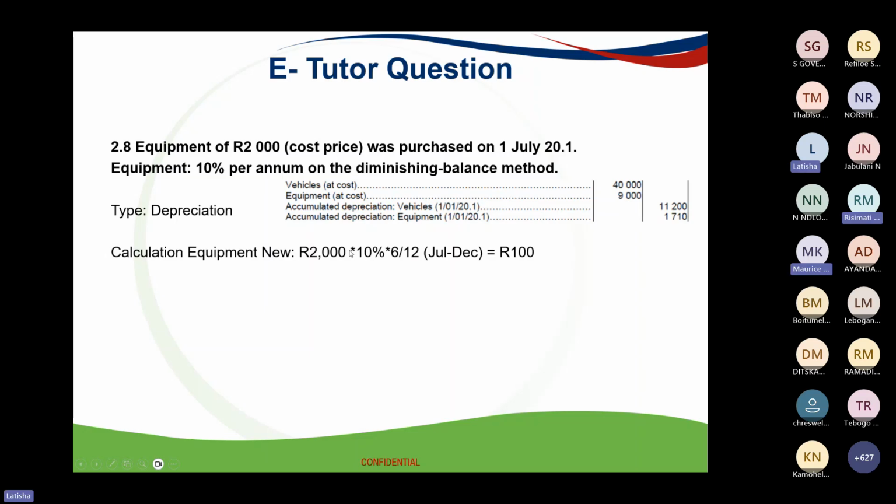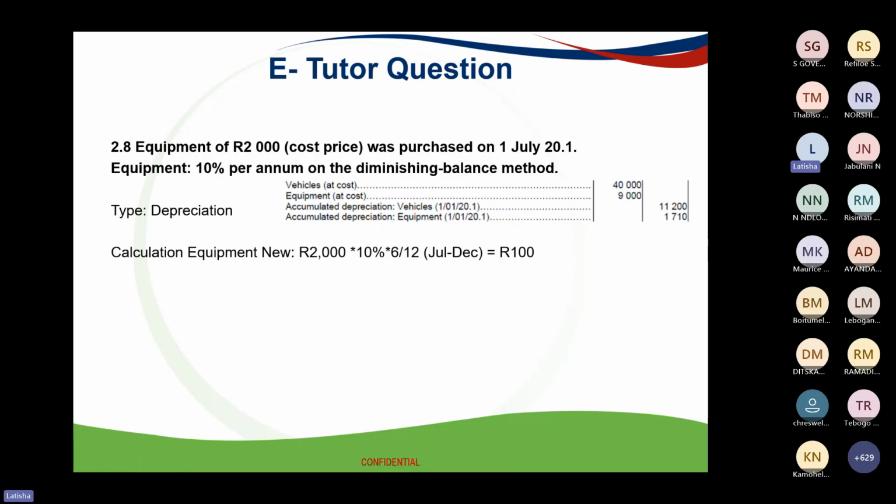And we only bought this equipment on the 1st of July. So for this equipment, we can only calculate depreciation from July 20.1 to December 20.1. So that is 6 months because we didn't buy the equipment before. So we can't calculate depreciation for 12 months. We can only calculate it from the date of purchase. So if we do that, we then get to the depreciation of 100 Rand.